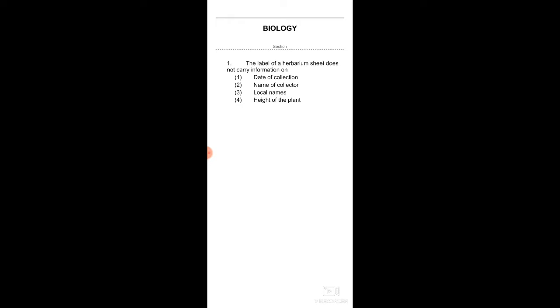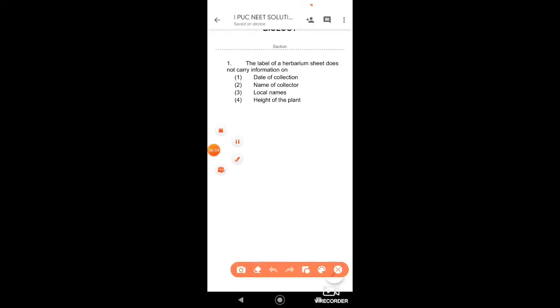So now let us understand the question here. They are asking which information is not there on the herbarium sheet. Four options are there. Among them, date of collection is very much necessary. Even the name of the collector, as I mentioned, is compulsory. And local names, or vernacular names, are also necessary. The information we do not need is the height of the plant. Remember, the height of the plant need not be written on the herbarium sheets. So the answer is option 4.